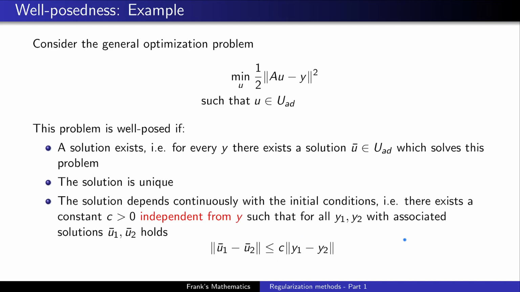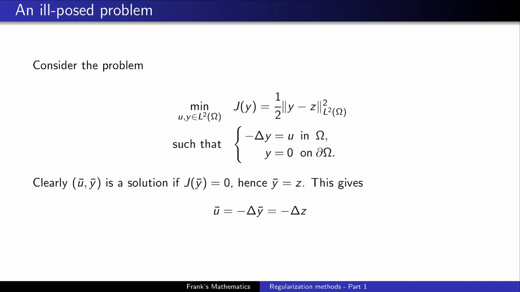We want our solution to be stable with respect to perturbations. Next, we want to consider a problem which is ill-posed, hence not well-posed, and to do so, we violate property number 3 of well-posedness, namely that the solution depends continuously on the initial data.